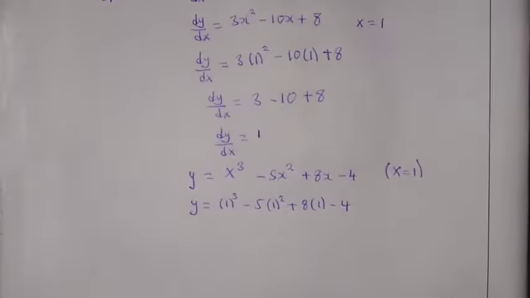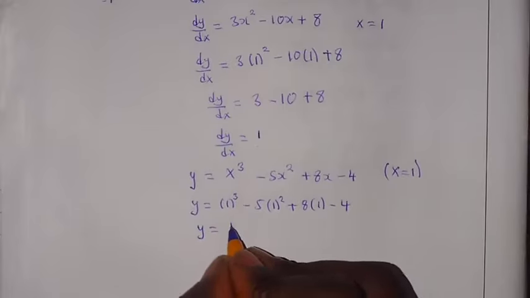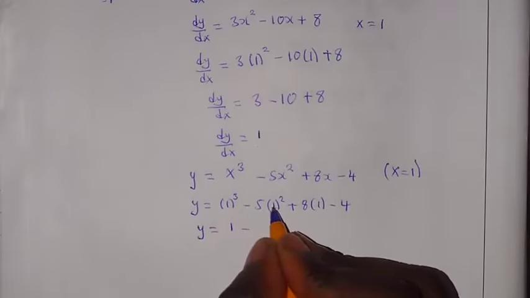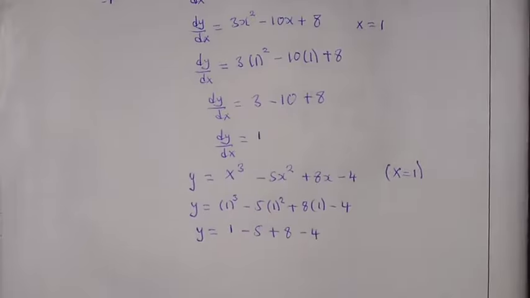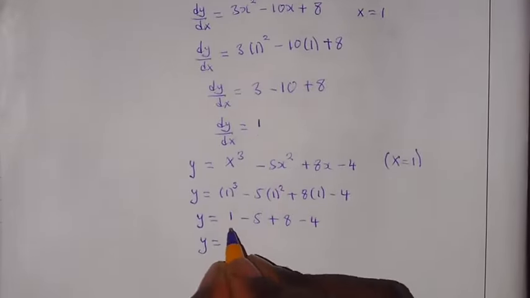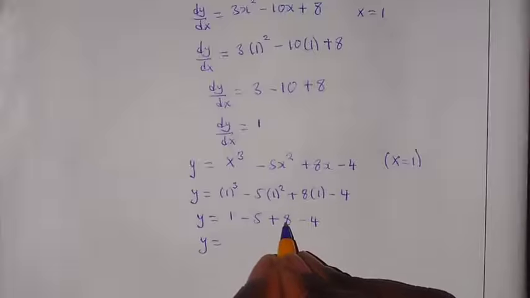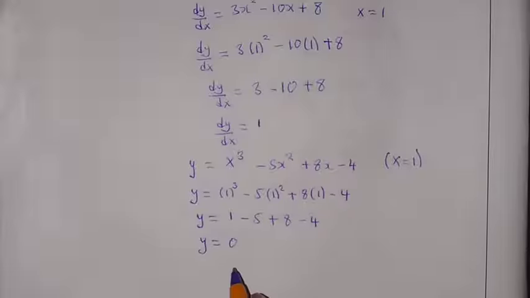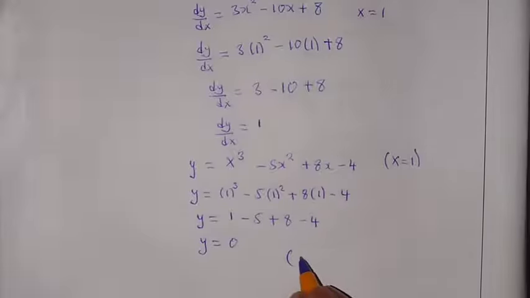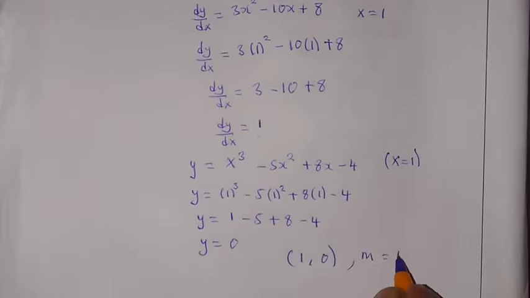So this one is going to give us y is equal to, this is a 1, because 1 power 3 is a 1, minus 1 power 2, it's a 1, times 5, it's a 5, then plus 8, 8 times 1, it's 8, then minus 4. So from here, we are going to have y equal to 1 minus 5. This would be a minus 4. Minus 4 plus 8 to give us a 4. 4 minus 4, it will be a 0. So the value of y is a 0. So this means that we have the point (1, 0). And we also have the gradient m, which is equal to 1.